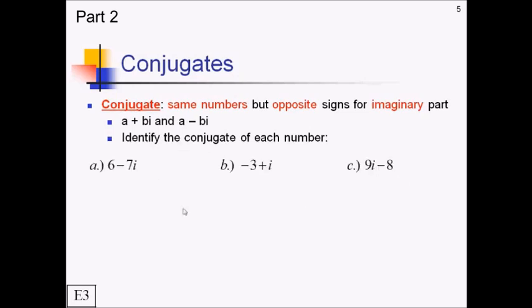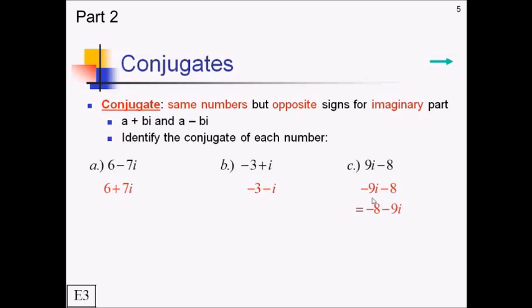All right, let's see how it went. So for this first one, we just changed the sign of our imaginary number. That'll be 6 plus 7i. Over here, again, just changing the sign of the imaginary number. So that'll be -3 minus i. And for this last one, again, just changing the sign of the imaginary number. So that'll be -9i minus 8. Or you could also write this as -8 minus 9i.